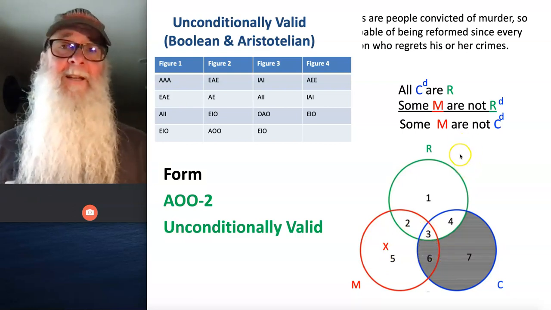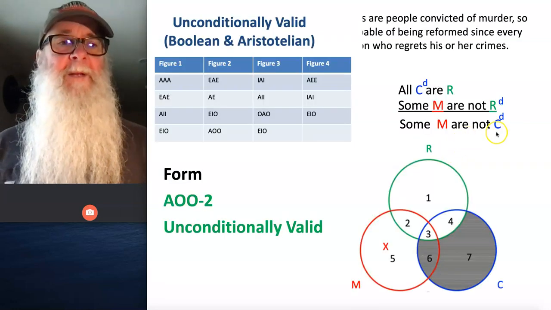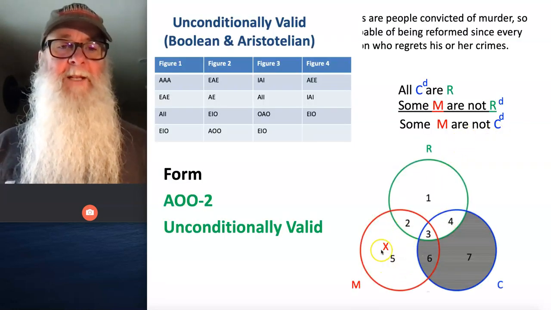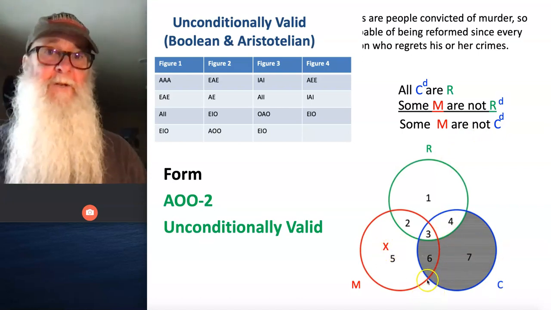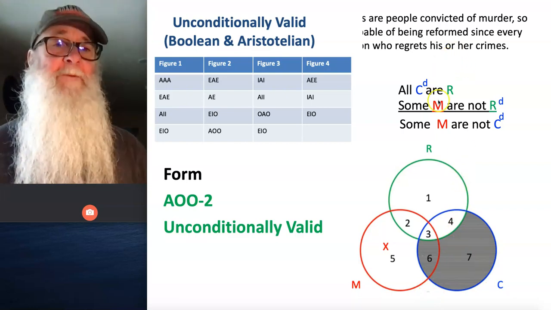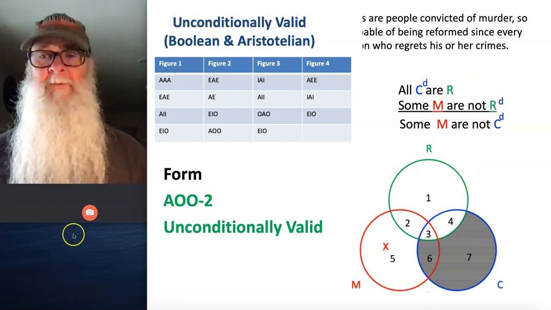And then, of course, we see, after doing so, the conclusion statement. Whoops. Some M are not C. Yep, that X right there, that's an M, and it is not a C. Therefore, the argument is valid according to the Venn diagram, according to the 5 rules of categorical syllogisms, and according to the inventory of unconditionally valid forms of argument.